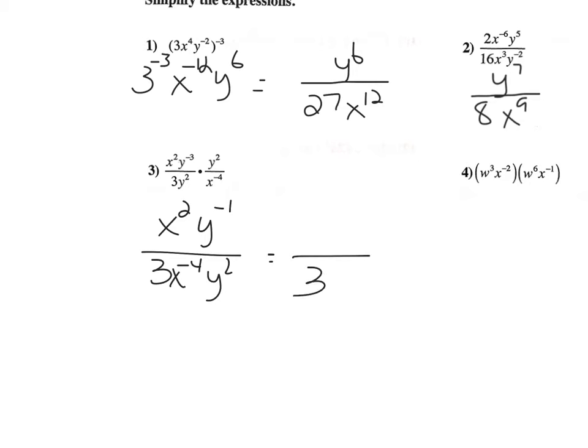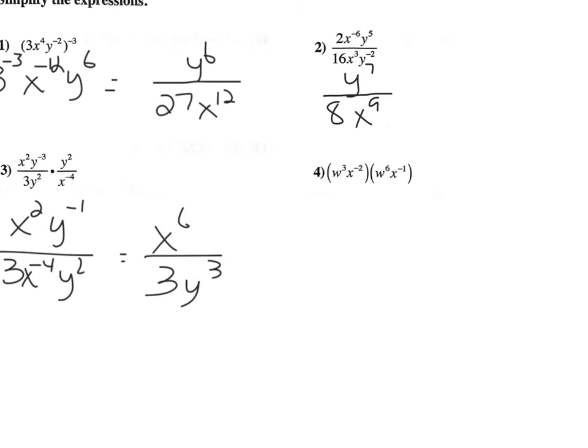3 is going to remain on the denominator. The bigger x is in the numerator. Just subtract 2 minus negative 4 is 6. Take your y, subtract 2 minus negative 1 is 3. And that's it.